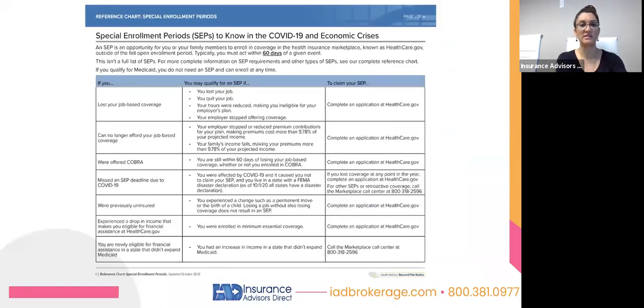These are some of the SEPs that I was talking about, in reference to special enrollment periods that you need to know because of the economic crisis. Some people have lost their jobs, and due to being on furlough, they can no longer afford that job-based coverage. If they were offered COBRA, that is another SEP. So this is a really helpful chart. Previously uninsured individuals can now have an SEP. For timelines, please give me a call if you have any questions.